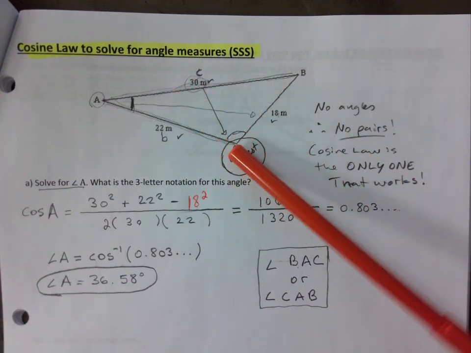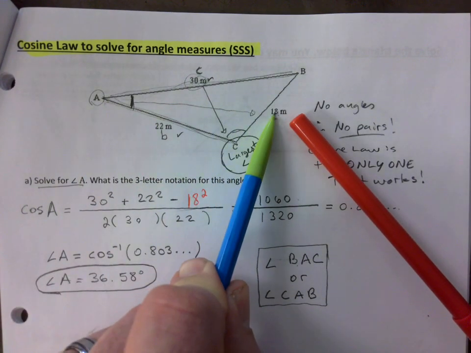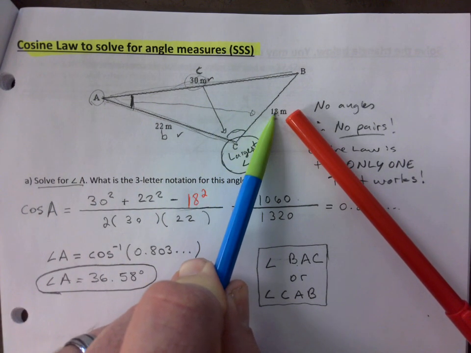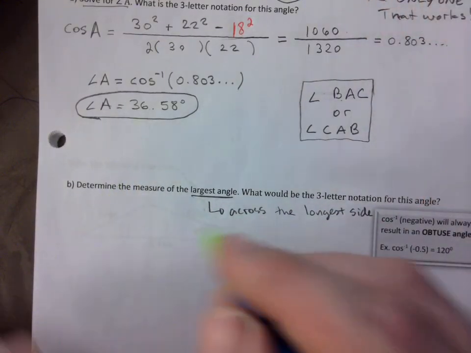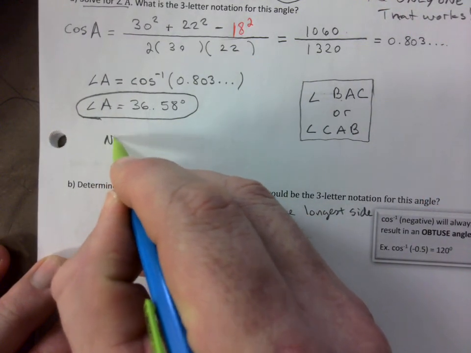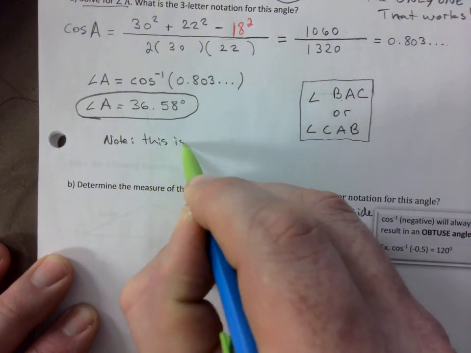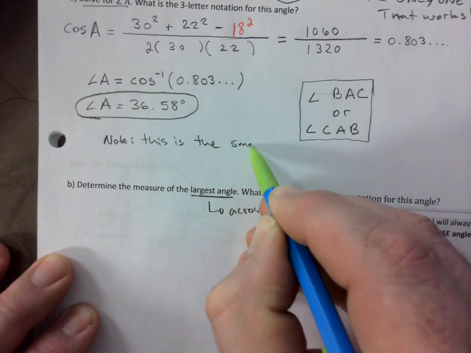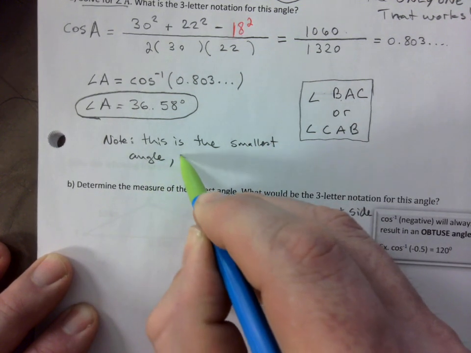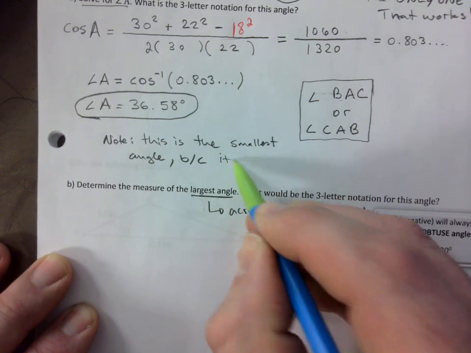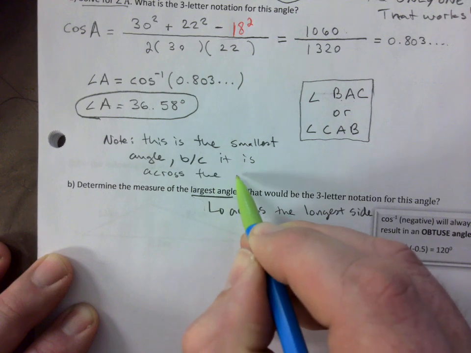So the shortest side, we technically just found angle A, which is across the shortest side. So we can also say that this is the smallest angle. Let's just write that down. Why not? Note, this is the smallest angle because it is across the shortest side.